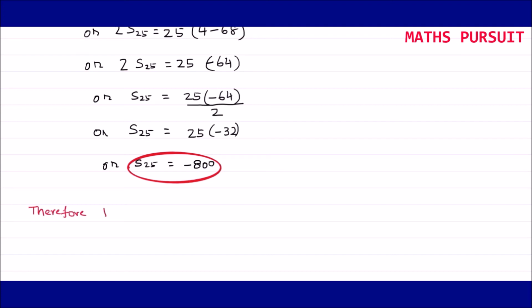Therefore, the sum of the first 25 terms of this AP is minus 800. That's all, guys.